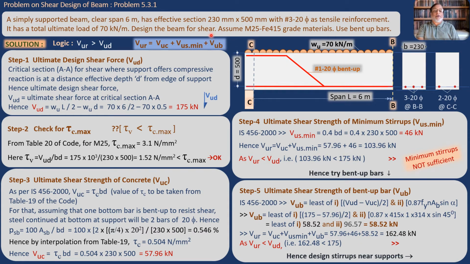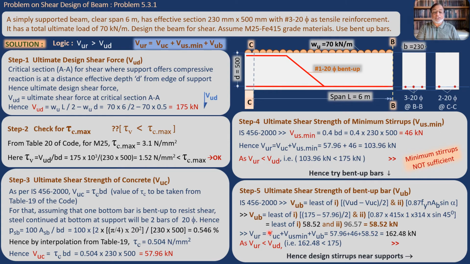Look here, again going back. Now we have got all the three values. Let us add them. So now VUR is equal to the three values. VUC is this value, VUS minimum is 46 as we have seen, and VUB as just calculated is 58.52. If you add all the three values, you get 162.48. It was 103.96 earlier. It has increased due to this bent up bar to 162.48, and that is our resistance now with these three things.